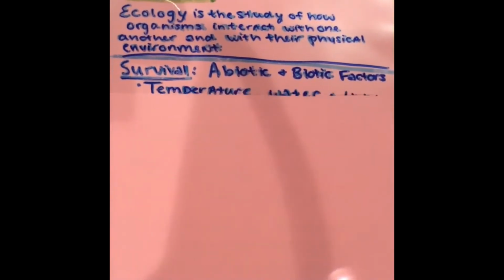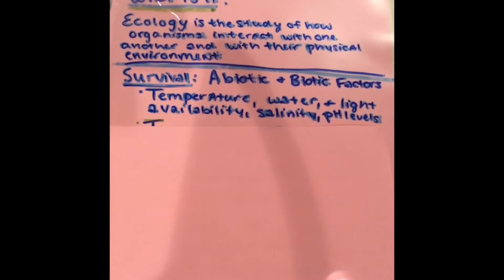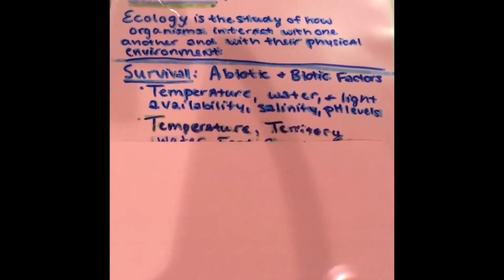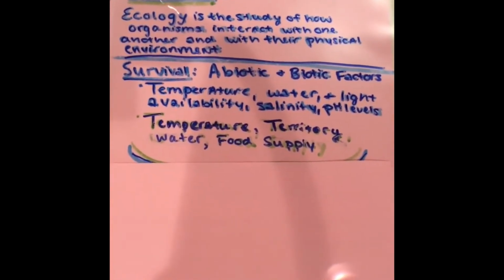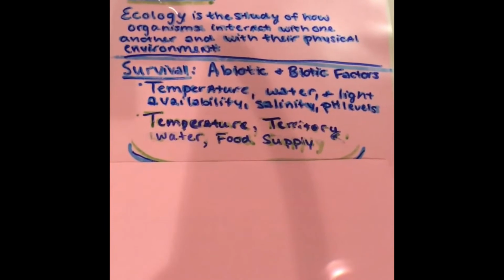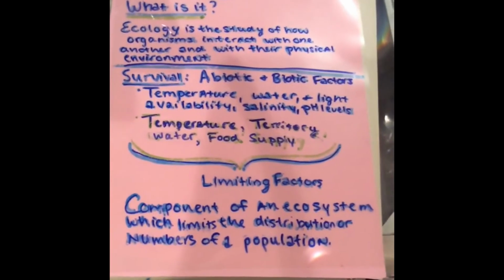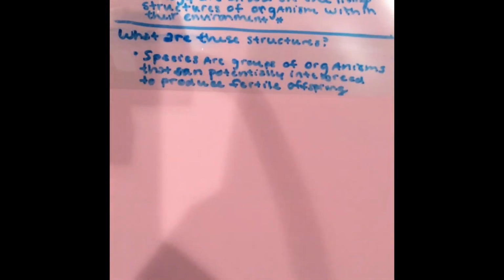For instance, factors that dictate the survival of a plant are temperature, water, light availability, salinity, and pH levels, while factors that dictate the survival of an animal are temperature, territory, water, and food supply. Another name for these aforementioned factors is limiting factors. In correct terms, a limiting factor is a component of an ecosystem which limits the distribution of a population.